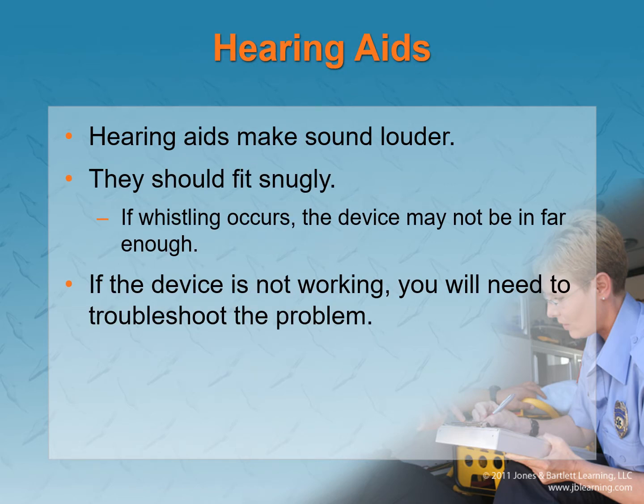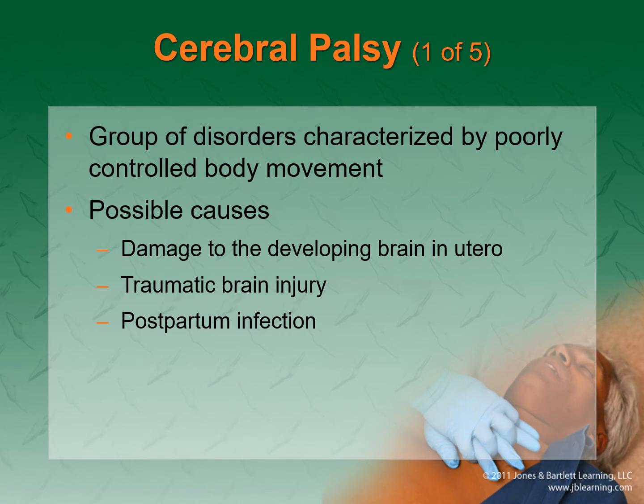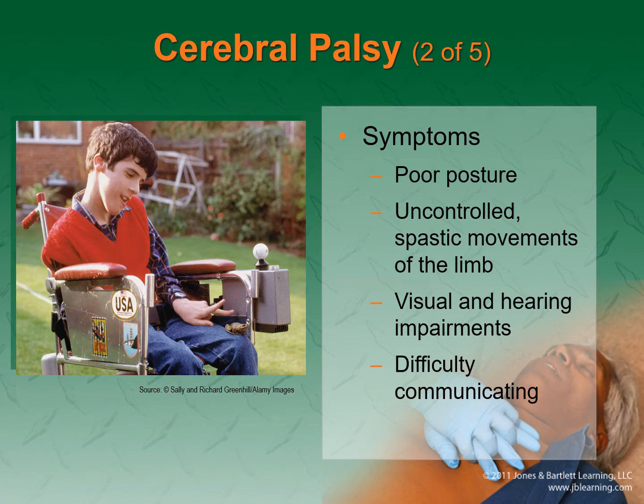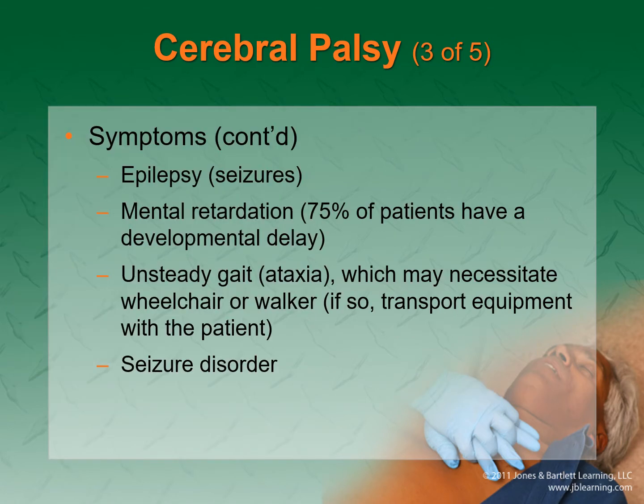Okay, hearing aids, yep, you know that. Okay, cerebral palsy. It's basically poorly controlled body movements. It can happen from damage in utero, or from a head injury itself, postpartum, and there are a few things that can do it. Symptoms include poor posture, uncontrolled spastic movements of the limbs, difficulty communicating, and sometimes visual and hearing impairments as well. They also are going to have seizures. They could have some sort of developmental disability.